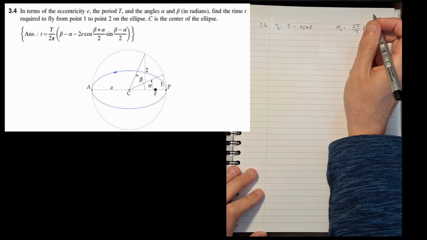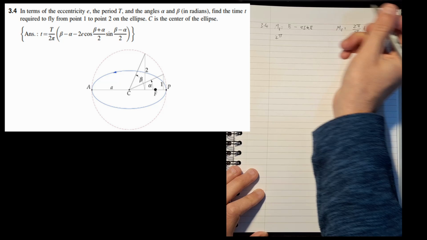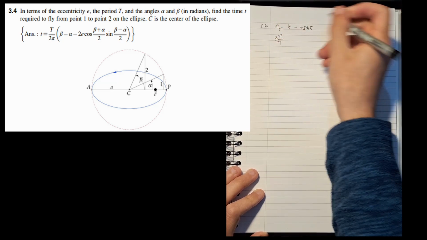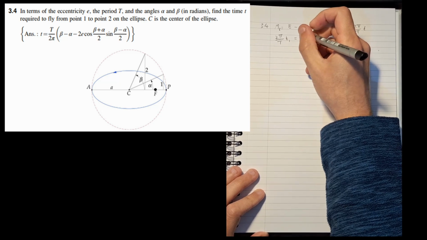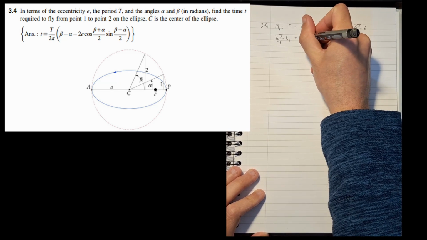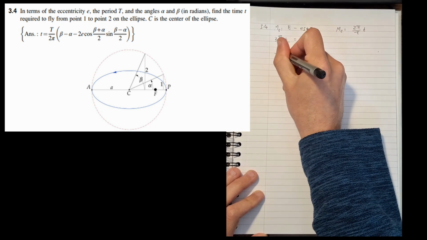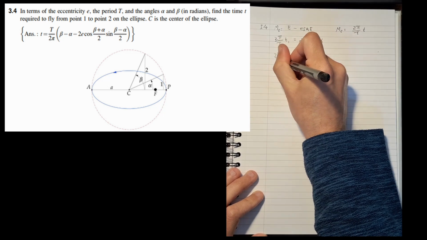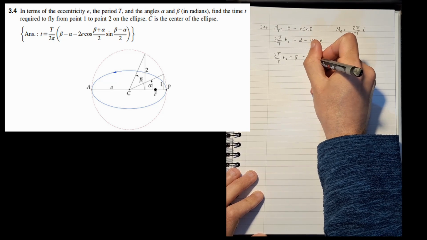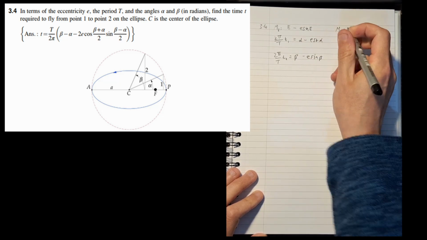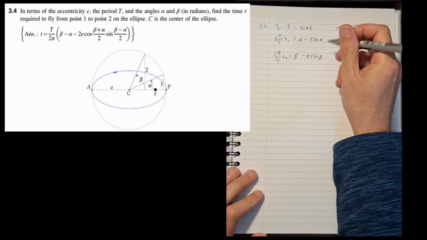And we know that t is different in each case. So we have 2 pi over T times t1 equals alpha minus E sine alpha, and then we have 2 pi over T times t2 equals beta minus E sine beta, and all we do is subtract 2 minus 1 to get the time from 1 to 2.